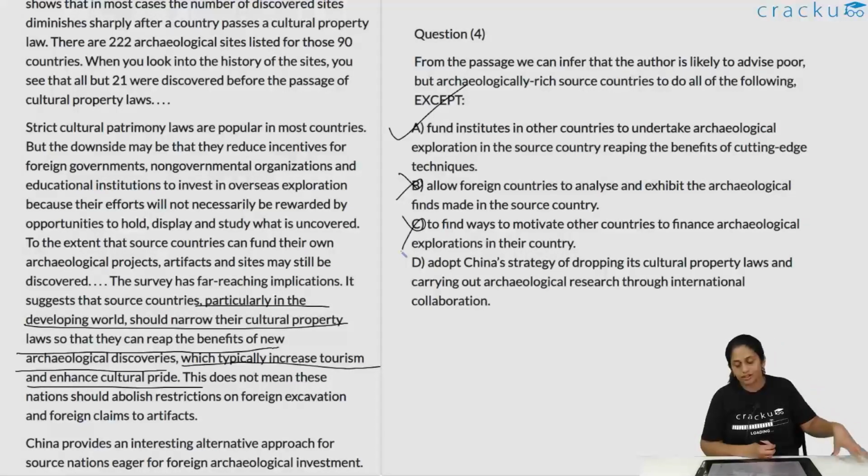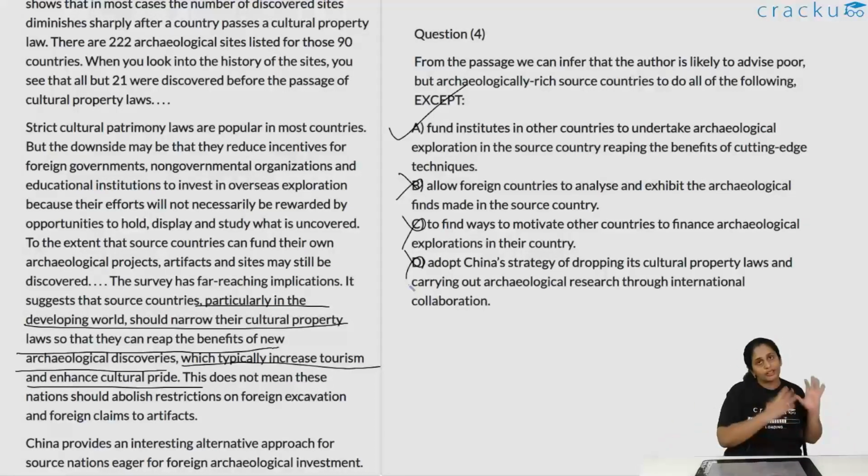Adopt China's strategy of dropping its cultural property laws and carrying out archaeological research through international collaboration. He is also mentioning that China provides an interesting example. What China did was remove the strict cultural property laws and instead put in a different kind of exploration law, which was collaborative in nature. And the author does recommend that method. So D is something that he would agree with.